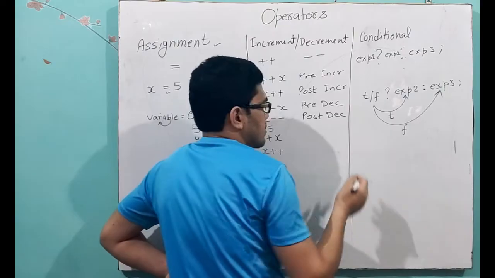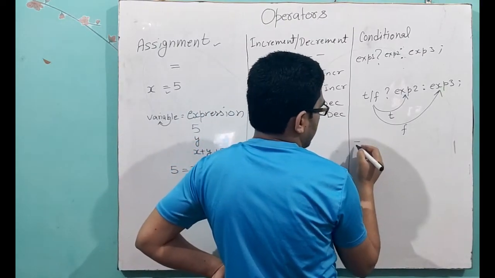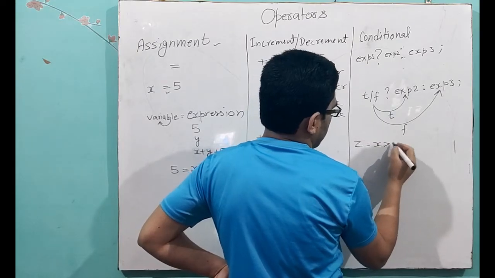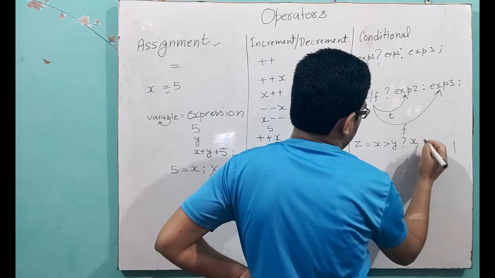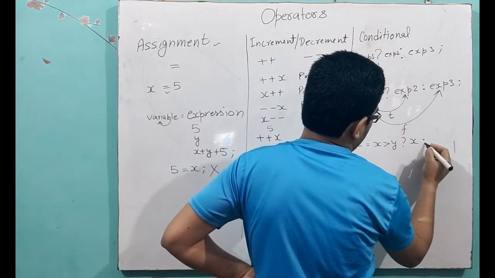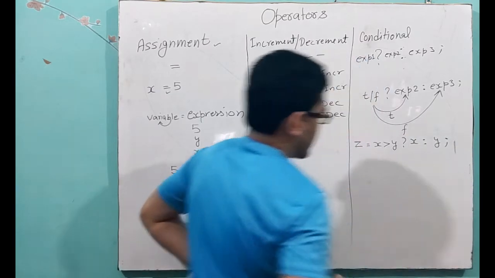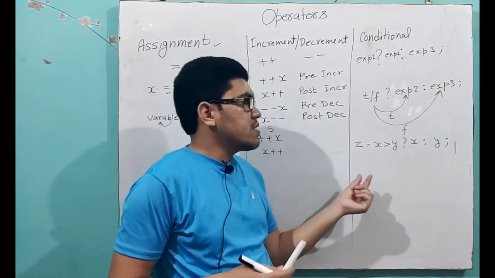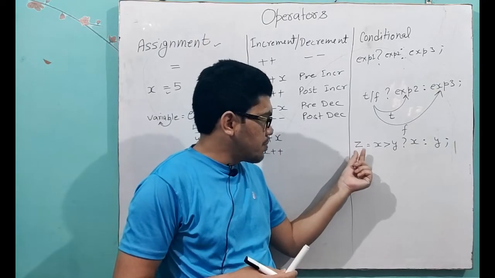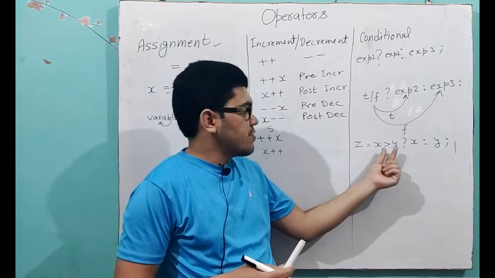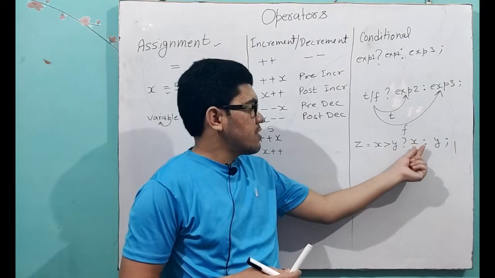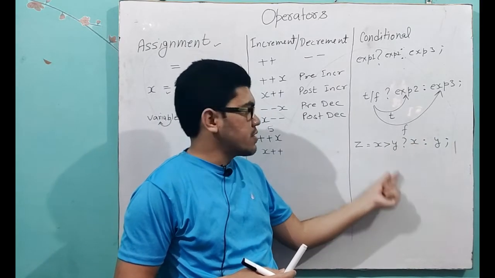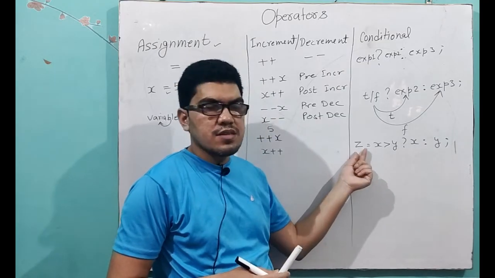Now let us take an example. Suppose here is a variable z: z = x > y ? x : y. Now see, what value is stored will depend upon this expression. If this expression is true, then the value of x will be stored in z. If this expression is false, then the value of y will be stored in z.